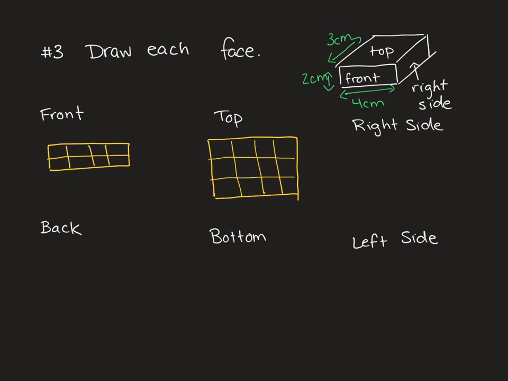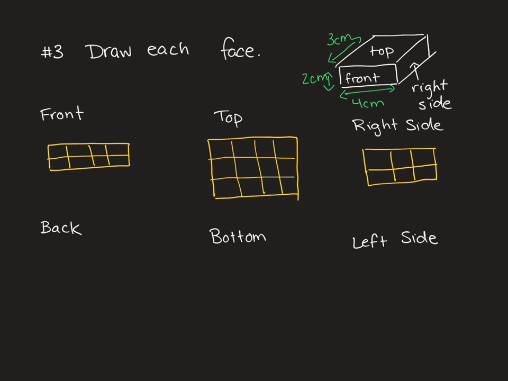What would the dimensions of the right side be? The right side would be 2, because it's the same as this one over here, by 3, because that's going to match this one over here. So we'll draw this out as a 2 by 3. So it won't be quite as long, and it's only 2 high.